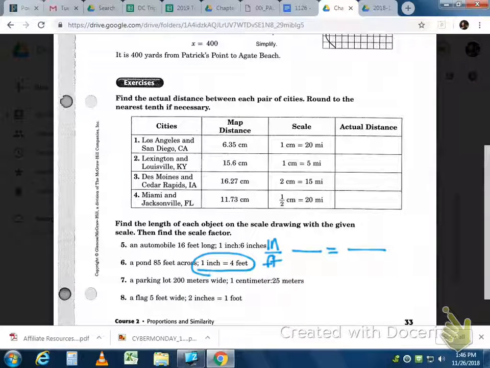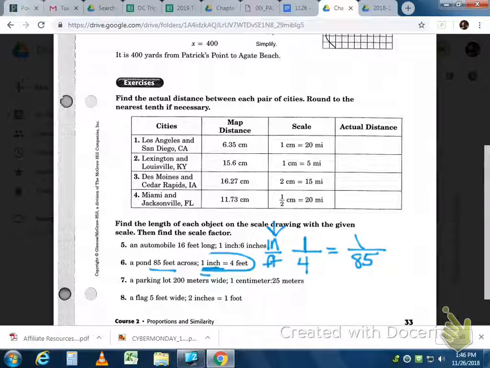A pond is 85 feet across. The scale is 1 inch equals 4 feet. So we've got this proportion set up, we're comparing inches to feet. It says 1 inch, so 1 goes on top, equals 4 feet, so 4 feet on the bottom. If they tell me the pond is 85 feet across, where am I going to put the 85? On the bottom, because that's where we decided the feet were going to go.